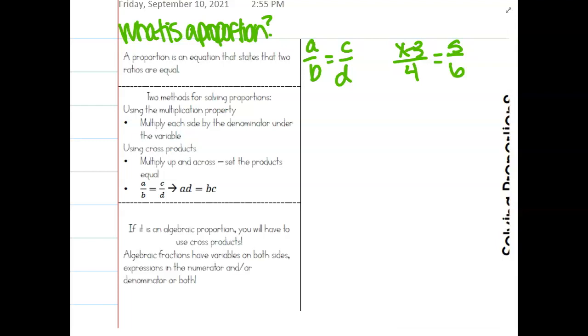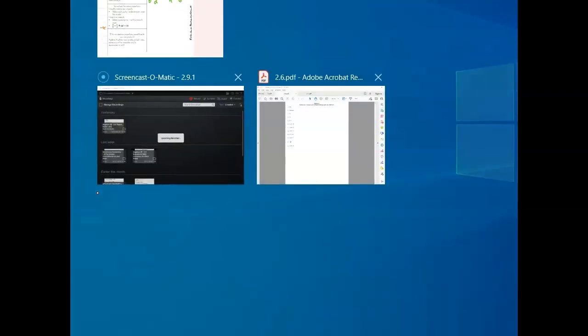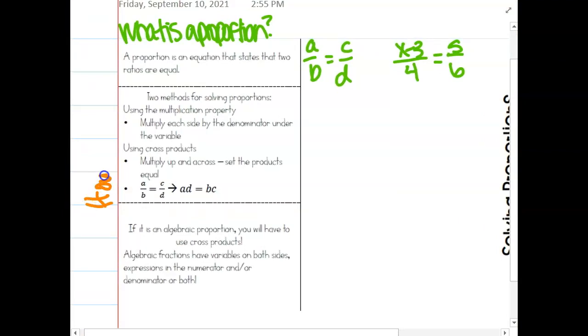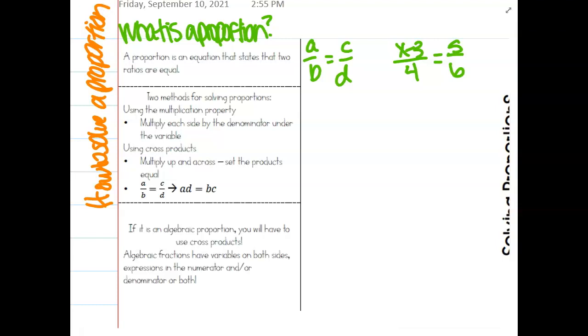Now, the big thing we're going to be talking about today is solving proportions. So on the outside of that middle flap, we are going to write how to solve a proportion. My goodness, it's not cooperating. How to solve a proportion. That is going on the outside of the middle flap. How to solve a proportion.